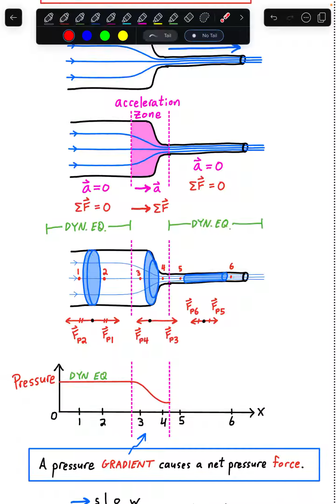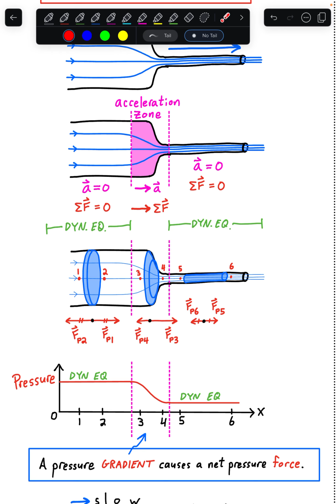This pressure gradient right here, a gradient means a change over distance. A pressure gradient, that's causing our net pressure force, with the pressure at 3 being higher than the pressure at 4. So the slope here of this pressure versus position graph is going to be related to the net force that we get that's causing acceleration. And then beyond that location, into the narrower section of pipe, we're back into dynamic equilibrium, where the pressure at 5 is the same as the pressure at 6, but note that now it is a lower pressure than it was back at 1 and 2.